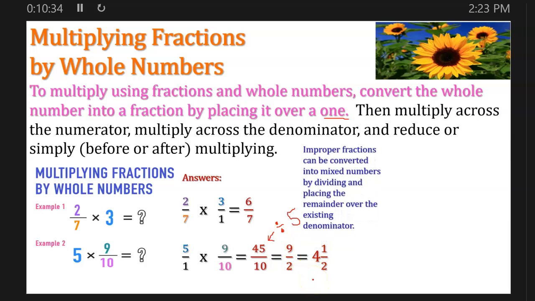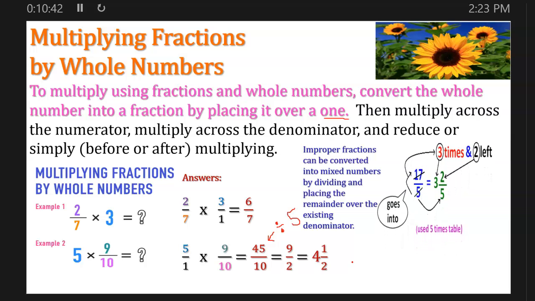So improper fractions can be converted into mixed numbers by dividing and placing the remainder over the existing denominator. So here's an example of where we did that. We have 17 over 5, and we are dividing. 5 goes into 17 3 times, and the 2 remainder is placed on top of our denominator of 5.